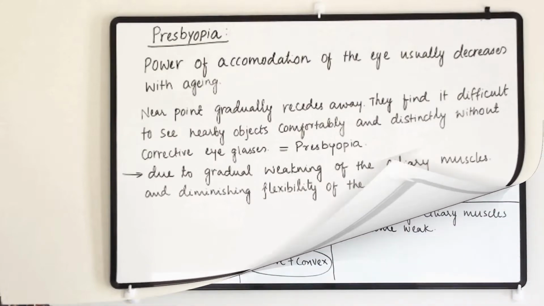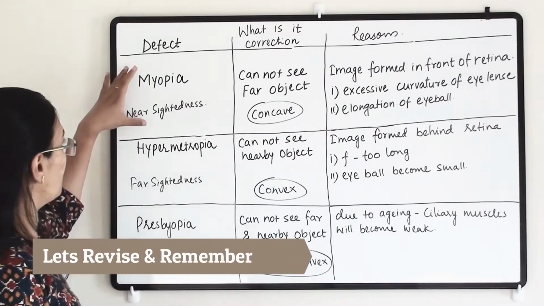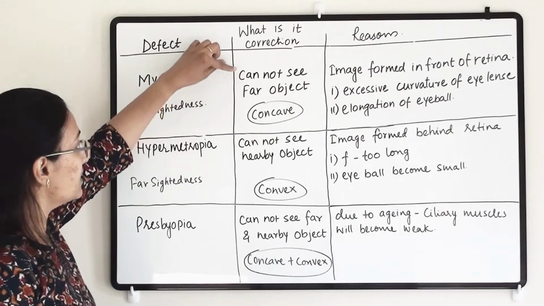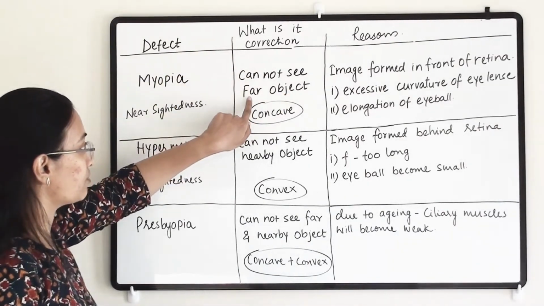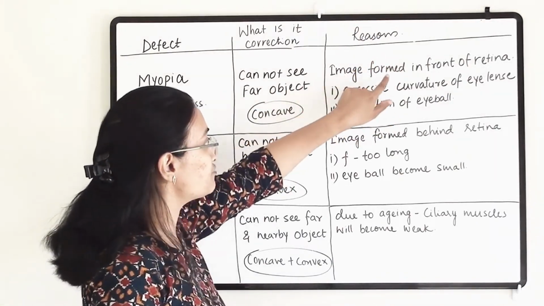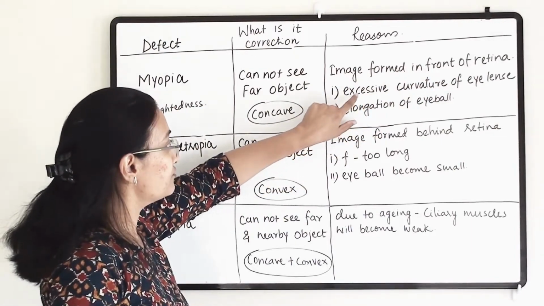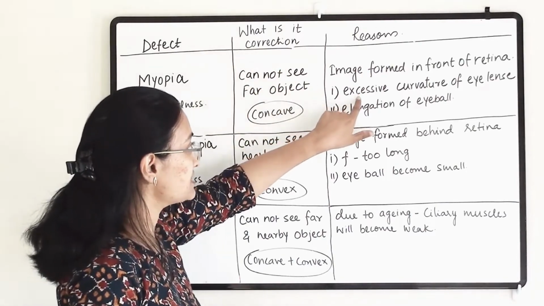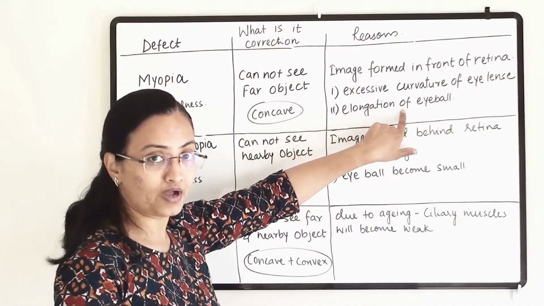So we can remember all three defects like this. Myopia is known as nearsightedness. What happens in that? The person will not be able to see the far object. And what are the reasons behind that? The image is formed in front of the retina. Because of this, the person will not be able to see the far object. The first cause is excessive curvature of the eye lens, and the second is elongation of the eyeball.